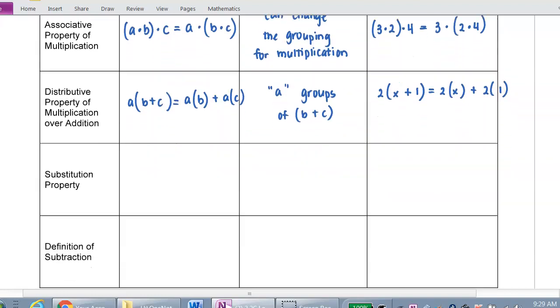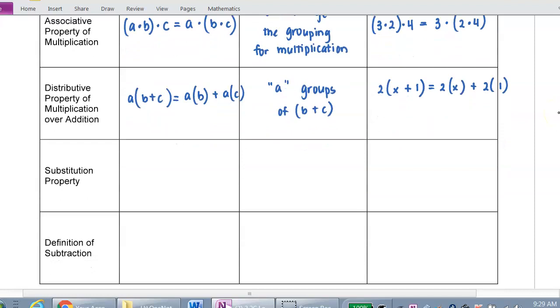The substitution property, as far as our algebraic statement, we're going to say that A is equal to B, and A may be replaced by B because they are equal.